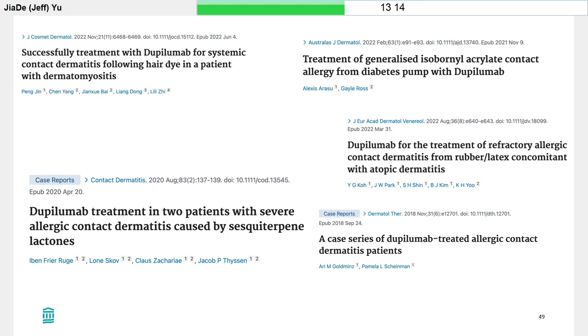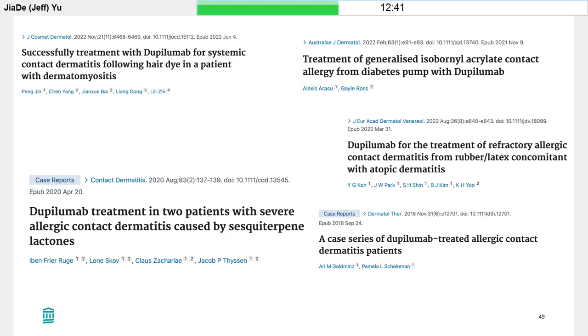Just to read out a few here: successful treatment with dupilumab of systemic contact dermatitis following hair dye in a patient with dermatomyositis; dupilumab treatment in 2 patients with severe ACD caused by sesquiterpene lactones, which are plant-derived allergens; treatment of generalized isobornyl acrylate allergy, which is one of the most common allergens now in diabetic monitoring devices, using dupilumab; refractory allergic contact dermatitis to rubber and latex; and then a case series of many dupilumab-treated patients, including patients who were even nickel allergic to implants, and they got better using dupilumab.